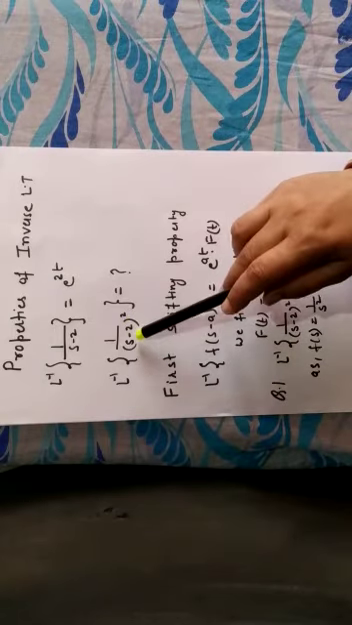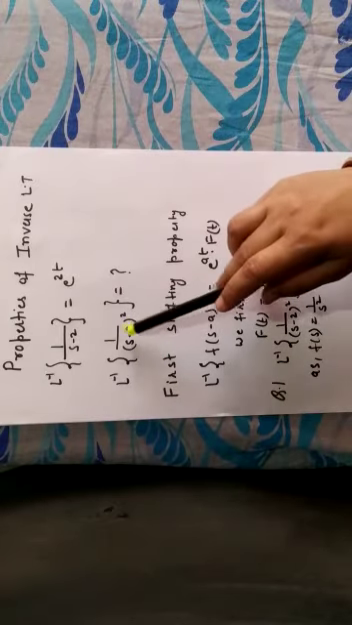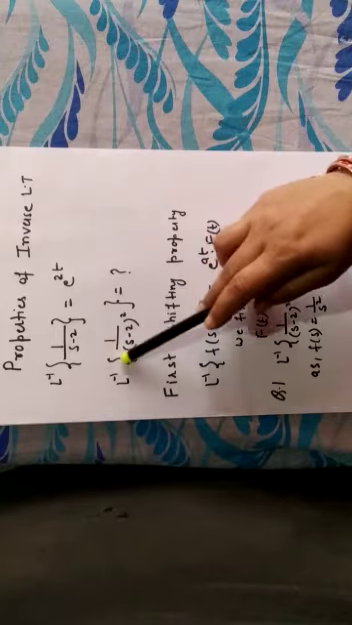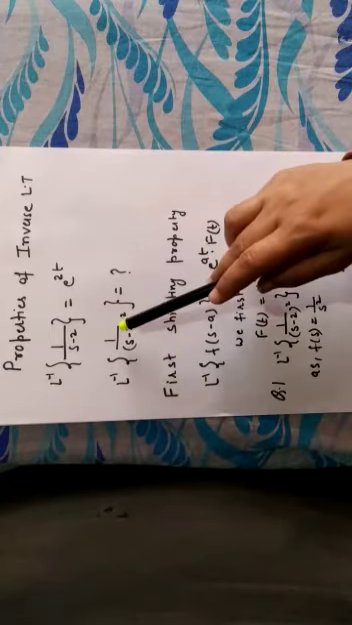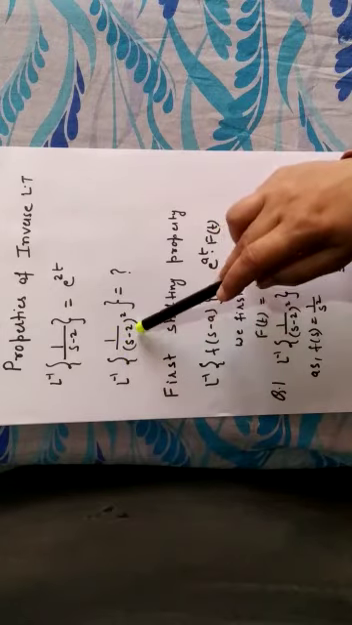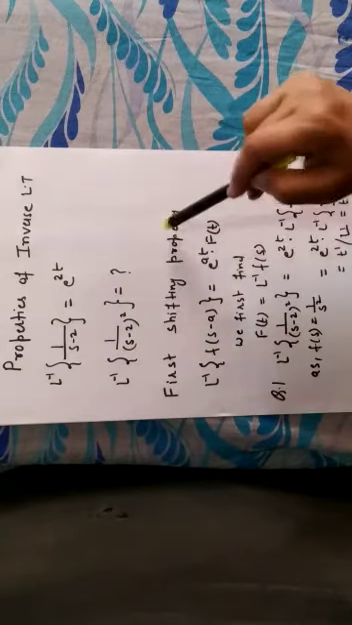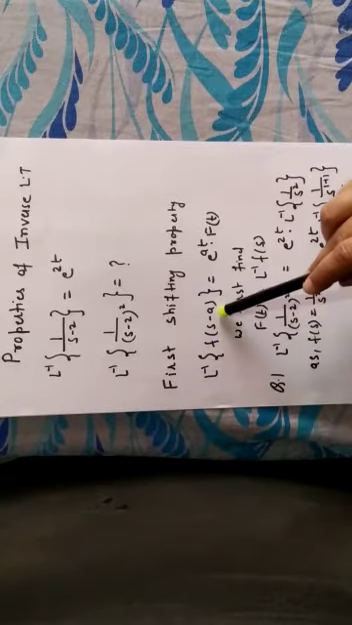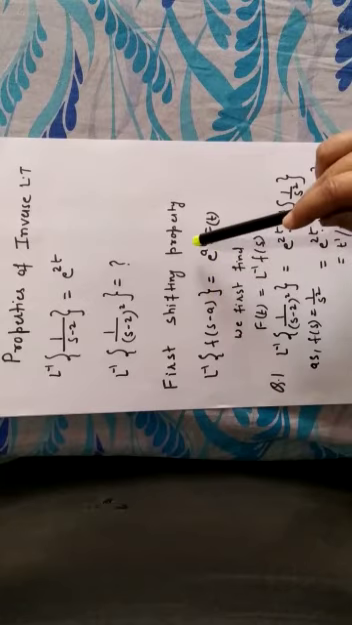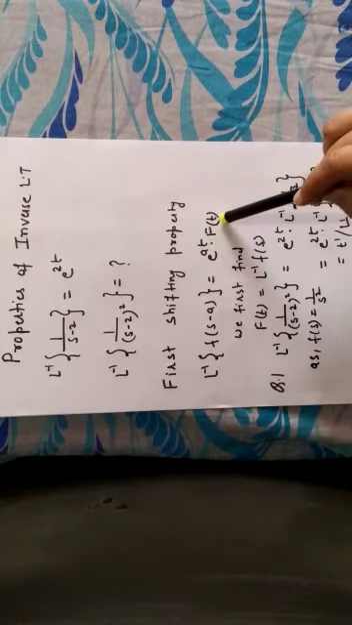Now this is not simply 1 by s minus a. This becomes a function of what? A function of s minus a. So if we have to find L inverse of a function of s minus a, we have to use the first shifting property, which is given as L inverse of f of s minus a is equal to what? e to the power at multiplied by f(t).